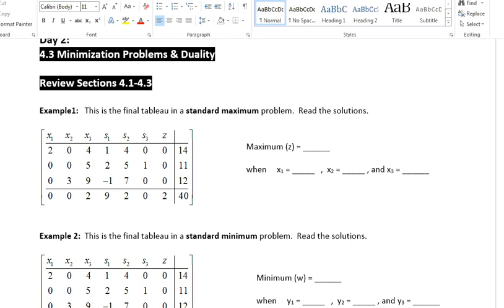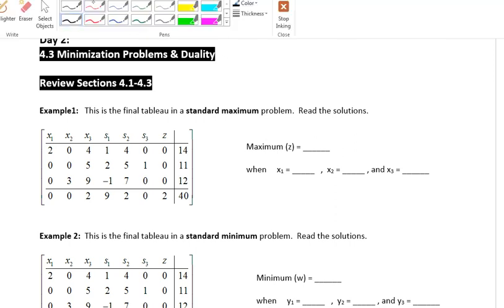Okay, so yesterday we talked about using the dual in order to solve a standard minimization simplex method problem. So today I'm just going to review those basic ideas again, and then we're going to set up a story problem. We're not going to solve it, we're just going to get it set up and talk about how you would read the solutions from that problem.